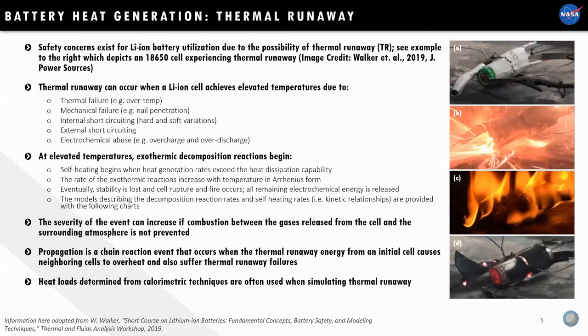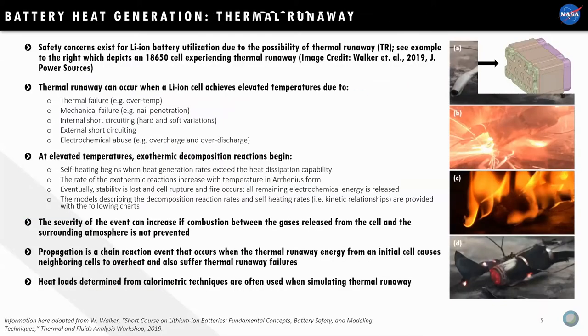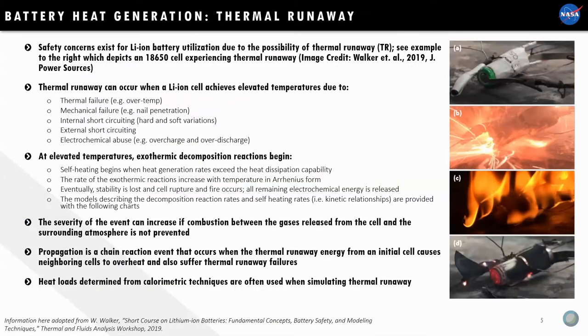The model describing the decomposition rates and the self-heating rates is provided with the following charts. And the severity of the event can increase if combustion between the gases released from the cell and the surrounding atmosphere is not prevented. This could lead to propagation, which is a chain reaction event that occurs when thermal runaway energy from the initial cell causes neighboring cells to also overheat and suffer their own failures. So this is obviously a huge concern for our design techniques.